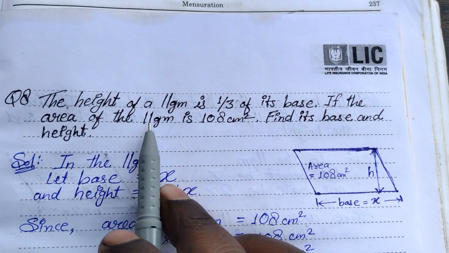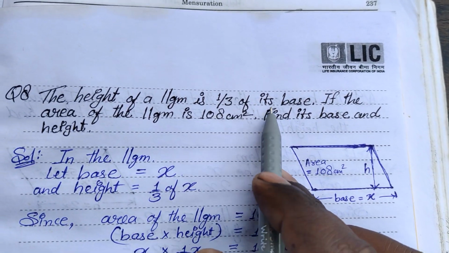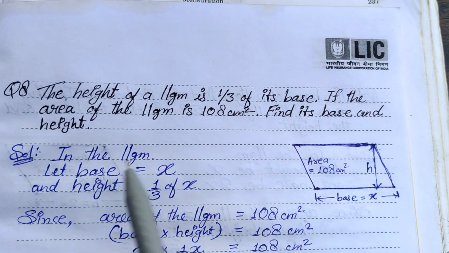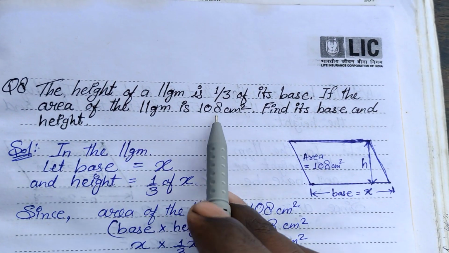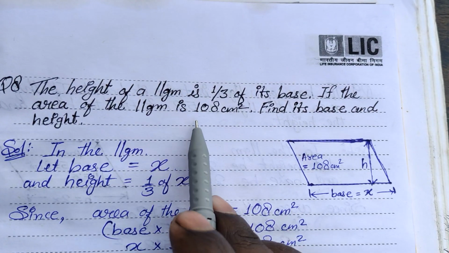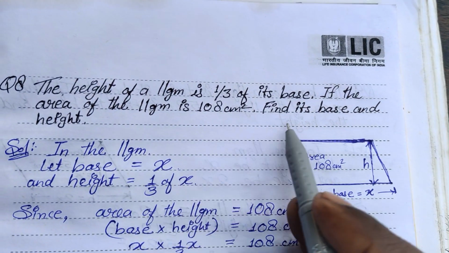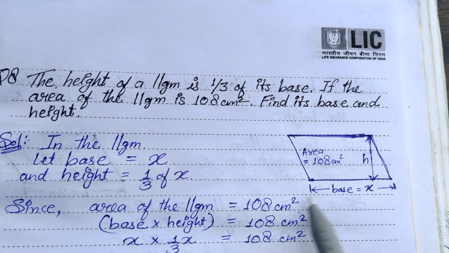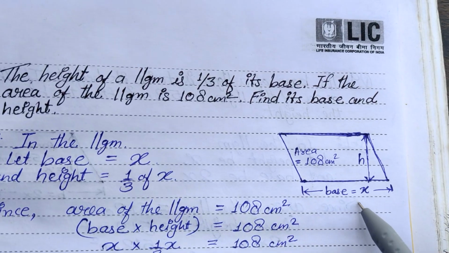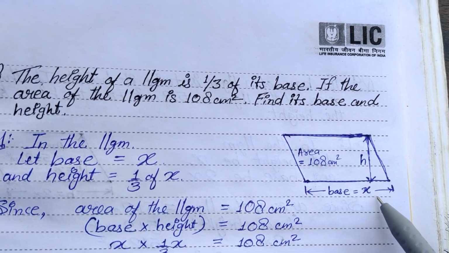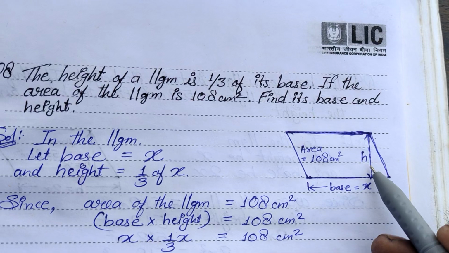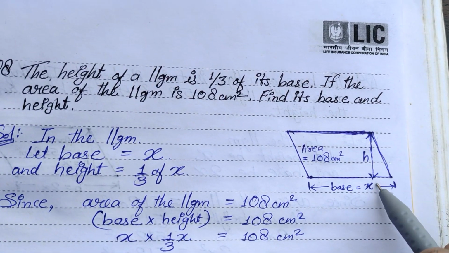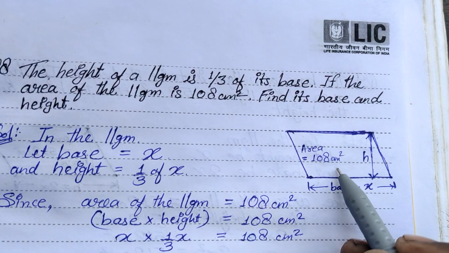Number 8. The height of a parallelogram is 1/3 of its base. If the area of the parallelogram is 108 centimeter square, we have to find its base and height. So according to the question, the figure is this. Let the base be x and the height is 1/3 of its base. So height is 1/3x and the area is given as 108 centimeter square.